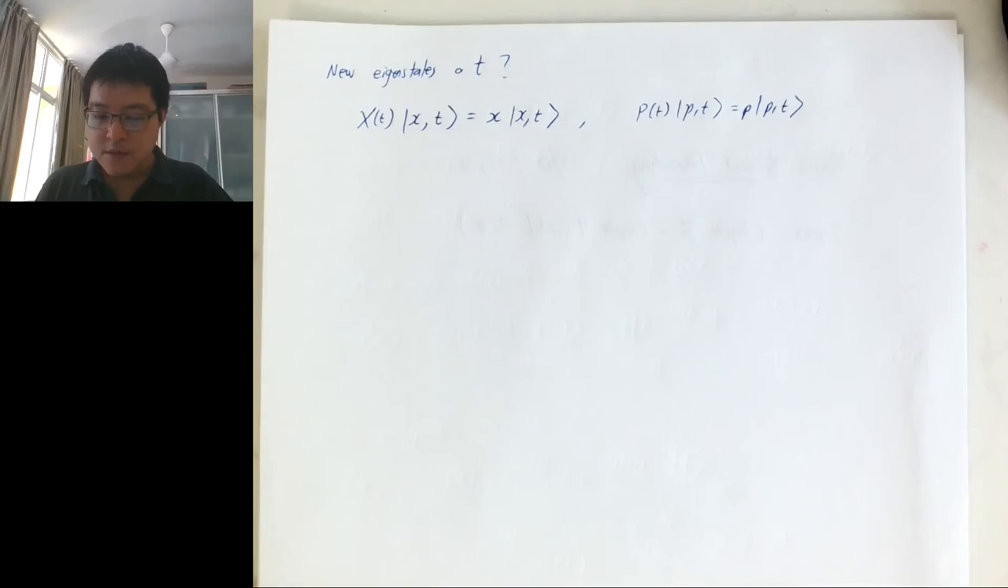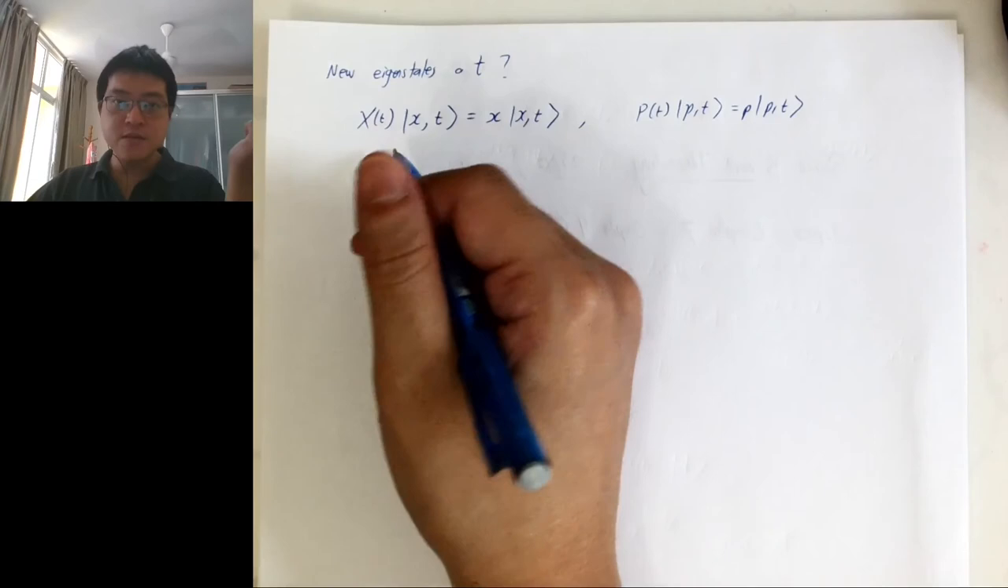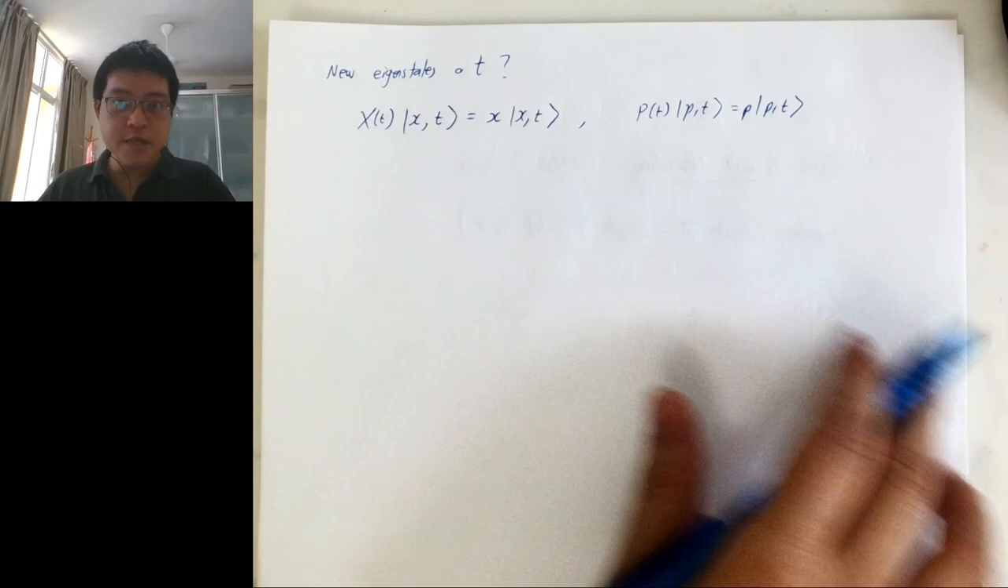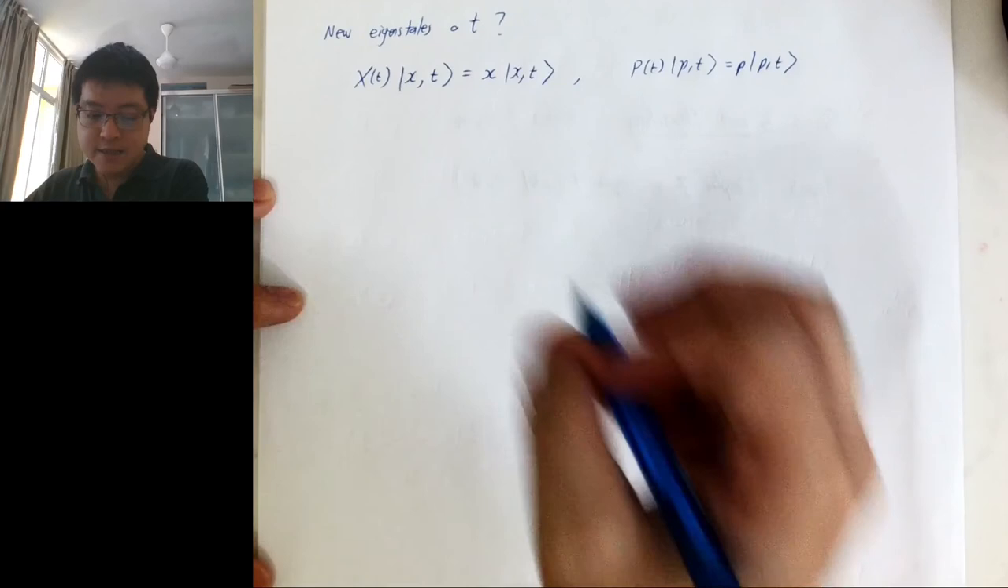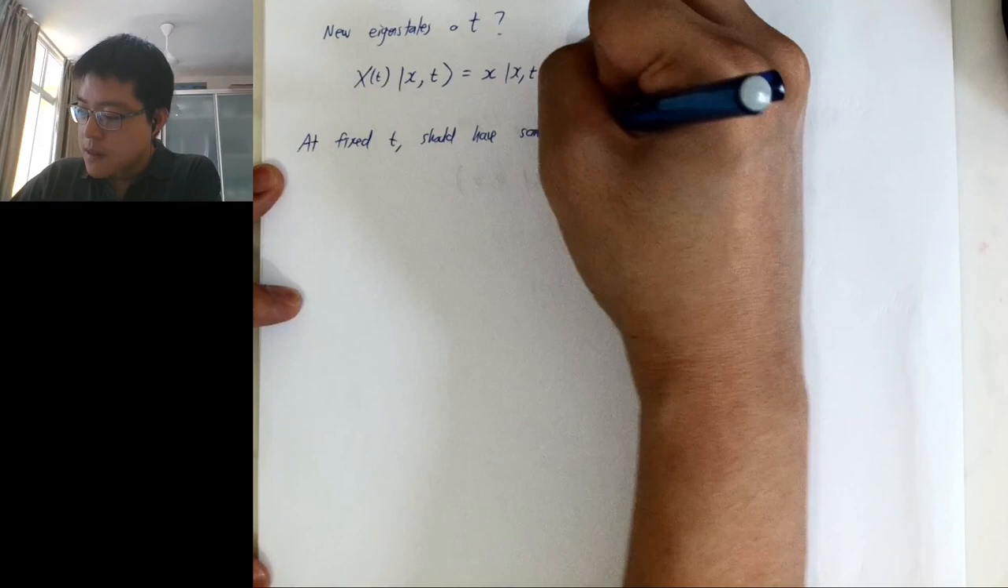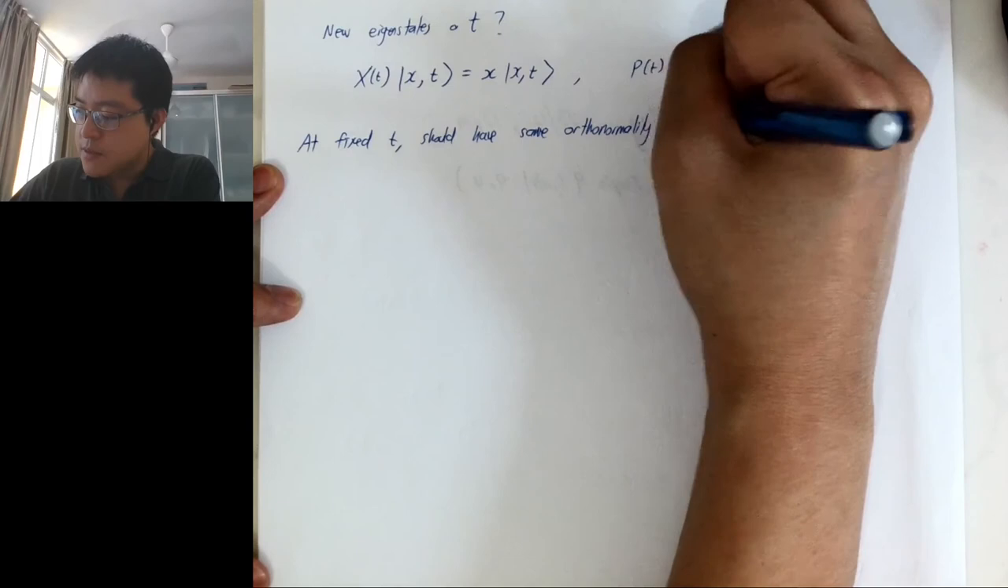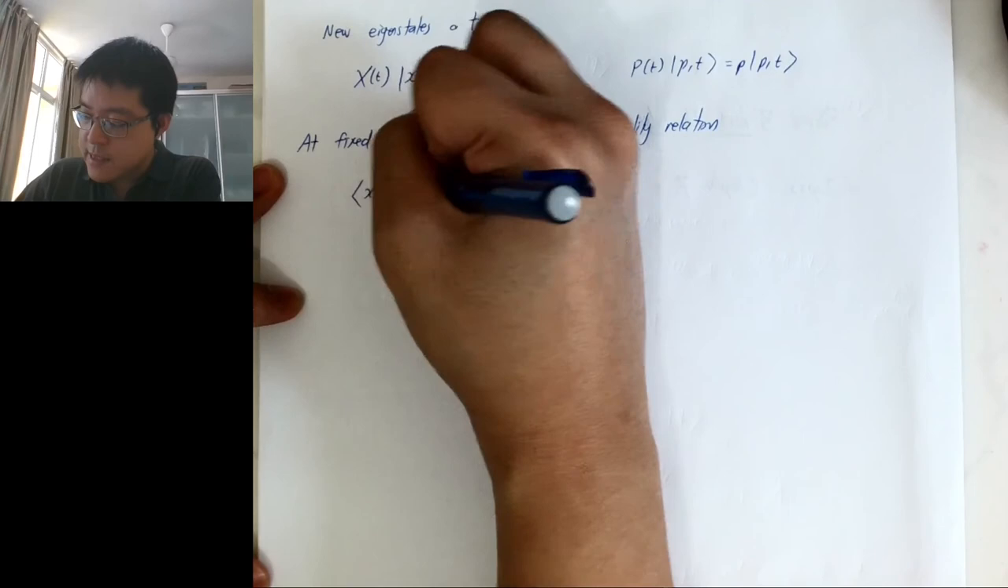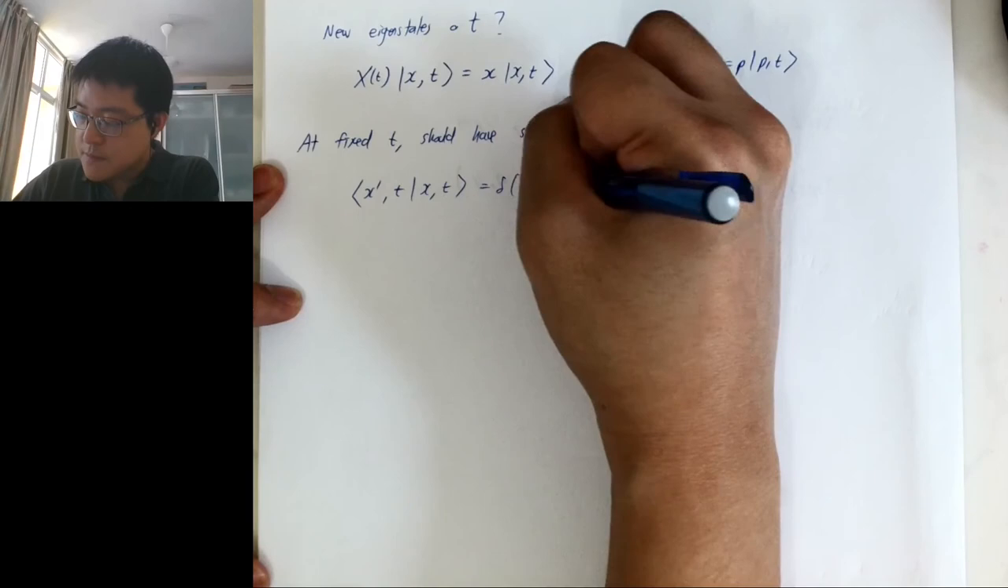And because these are still observables, they should still satisfy similar properties to the last time, right? So one of the properties that we want them to satisfy is that at fixed t, it should have the same orthonormality relation. In other words, if I take some other x and do the inner product with this, it should be the delta function. Okay, hope you remember this. It feels like it's been quite a while since we wrote this down.